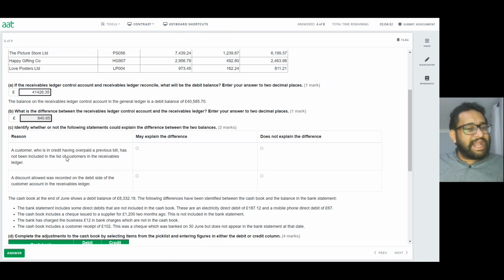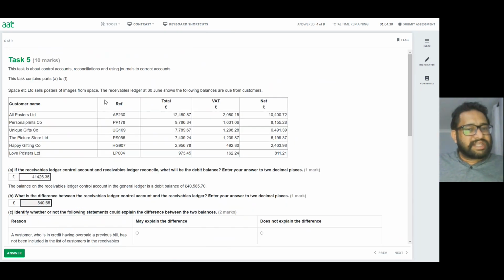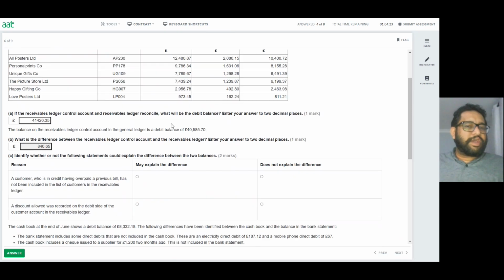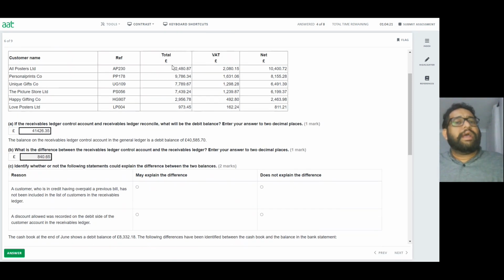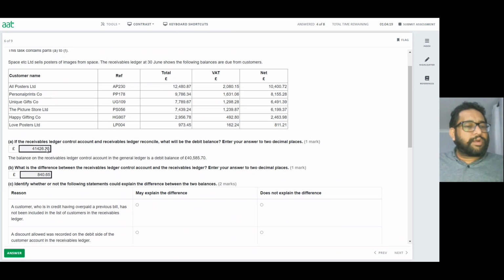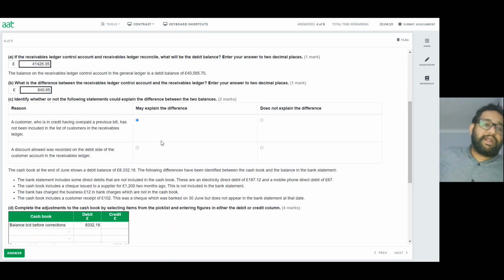But since we didn't include that on the list here, see that list here, we may have forgotten about him. That amount must be a credit entry because these are all debit entries. So if that credit entry is gone here, this will definitely bring this figure down. This figure should definitely come down if any customer in credit was in fact included in this list. So that may explain the difference.